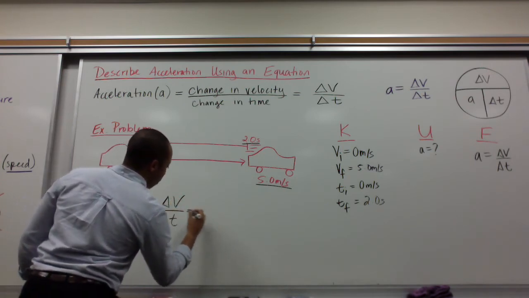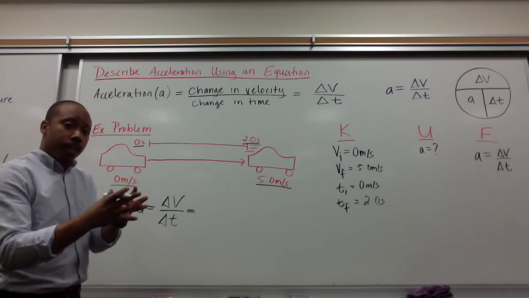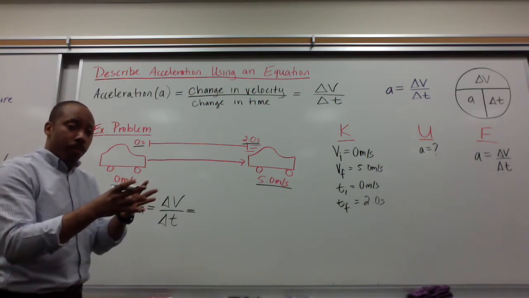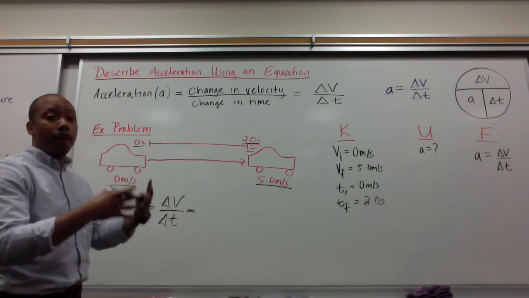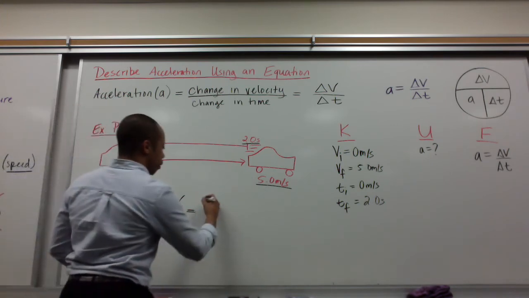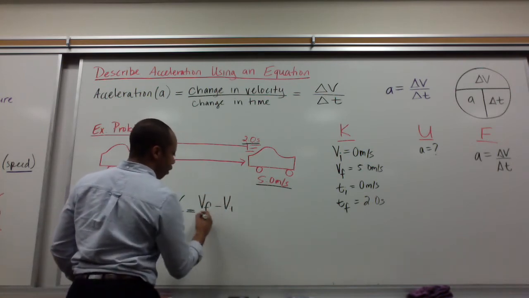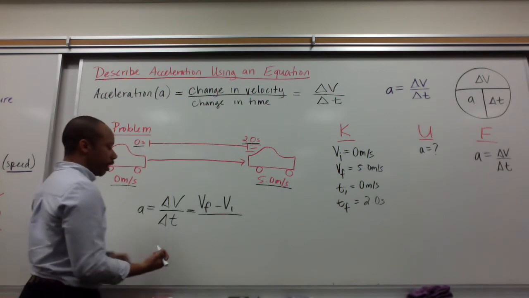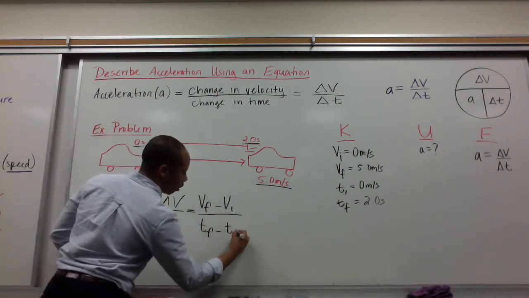Now delta v means a change in velocity. So it's my final velocity subtracted by my initial velocity. Or sorry, my initial velocity subtracted from my final velocity. So we have final velocity, Vf minus Vi. And the same procedure happens down here with time. Final time minus initial time.